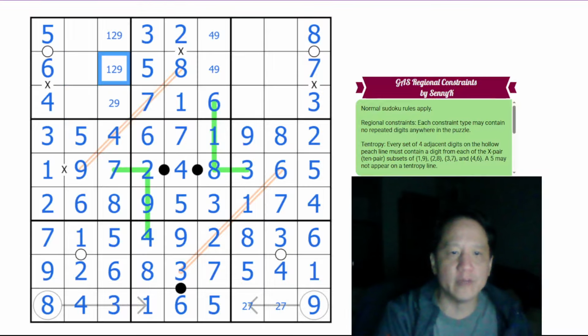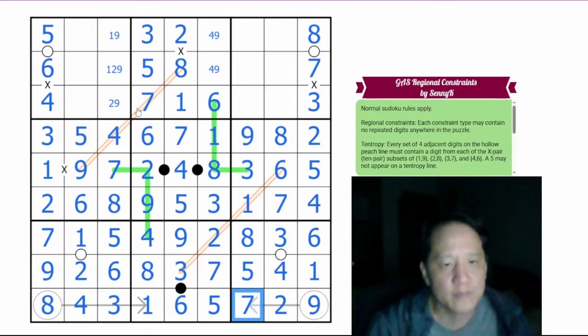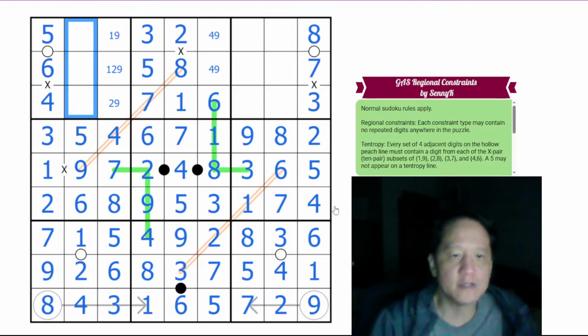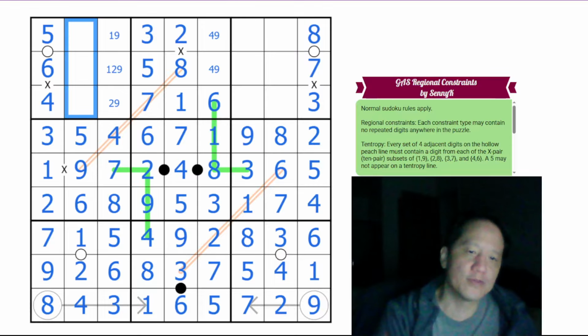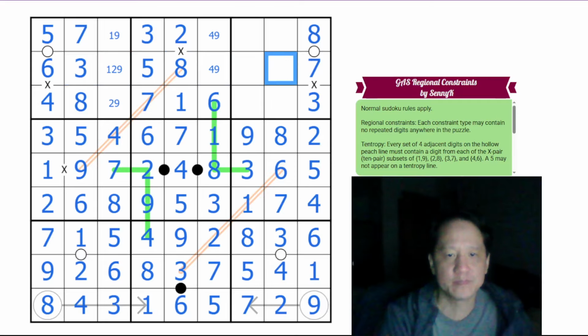No 1 remaining here, no 2 remaining here. 7 eliminates 7 here, so this is 2, that's 7. Remaining digits in column 2 are 3, 7, and 8. This can't be 7 or 8 because of 7 and 8 in the row, so it's 3. This can't be 3 or 7, so that forces this to be 8. That makes this a 7.